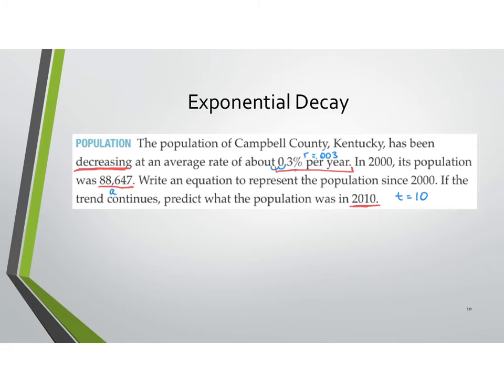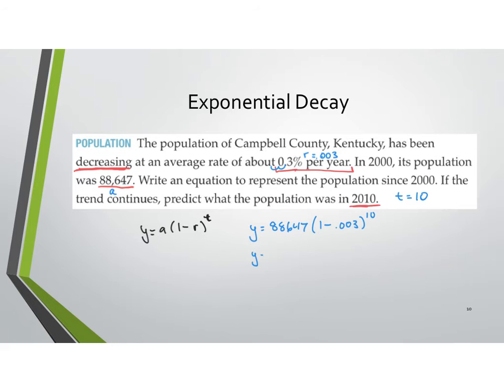All right, now let's write our equation. It's always a good habit to write the general equation first. That way you don't forget where your pieces are, specifically that subtraction symbol. Okay, now let's plug in. y is equal to 88,647 times 1 minus 0.003 to the power of 10.